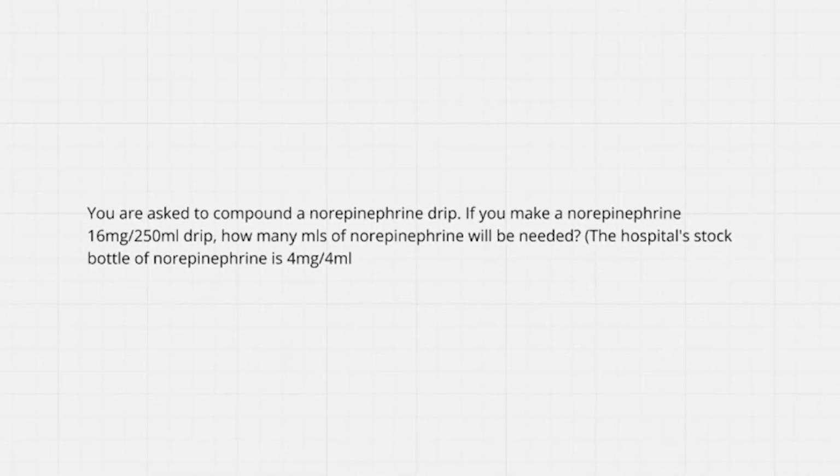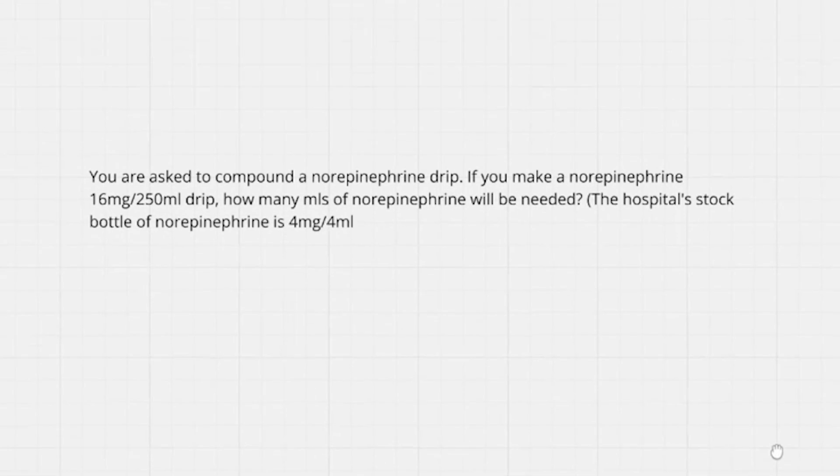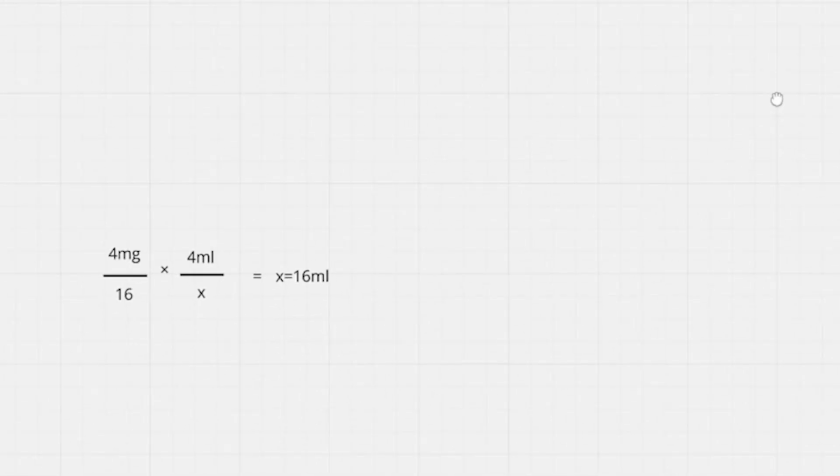Our second question is, you are asked to compound a norepinephrine drip. Norepinephrine is a neurotransmitter that is essential for cognitive function. If you make a norepinephrine 16 milligrams in 250 milliliters drip, how many milliliters of norepinephrine will be needed? The hospital's stock bottle of norepinephrine is 4 milligrams in 4 milliliters. So we need to find out how many milliliters it would take to reach 16 milligrams of norepinephrine.